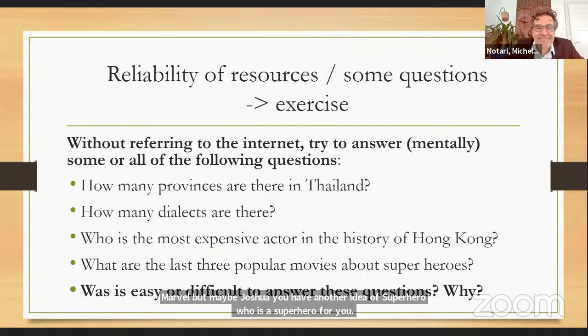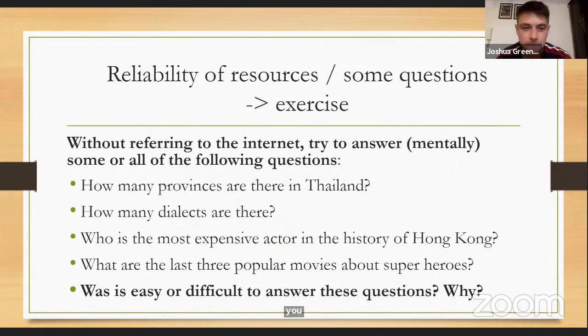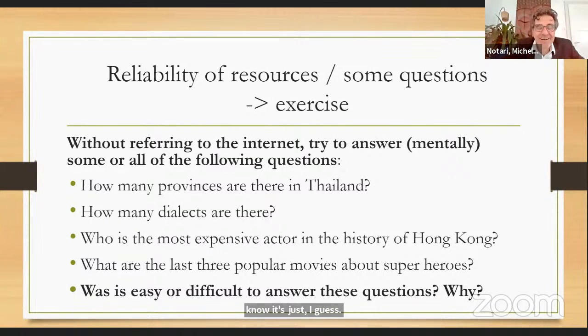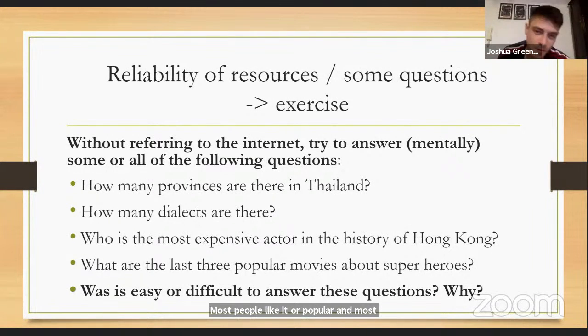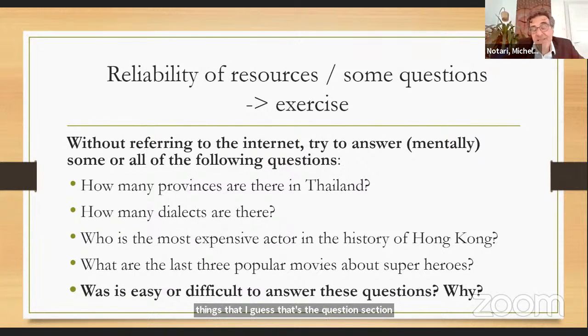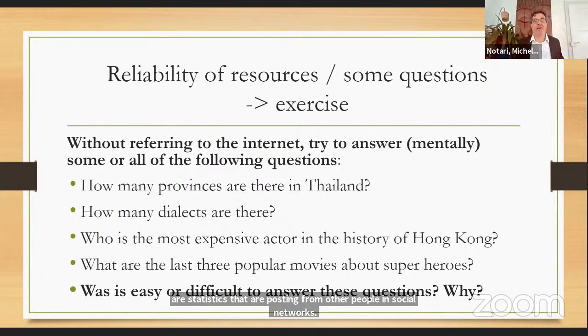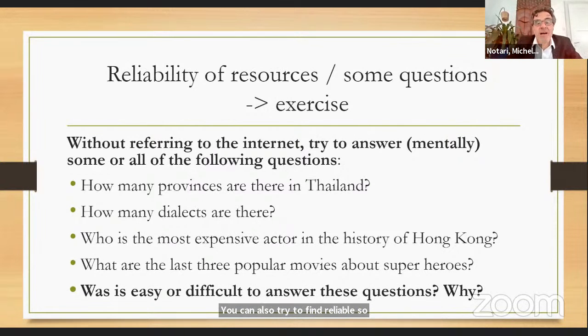Popular in what sense? Popular in that most people like it, or popular in most money made? Right, exactly. I guess that's probably subjective. Well, the question is actually not precise, but if you go by what most people like, there are statistics, and there are posts from other people in social networks. You can also try to find reliable sources on that. But of course, it's more of a subjective question. I agree.